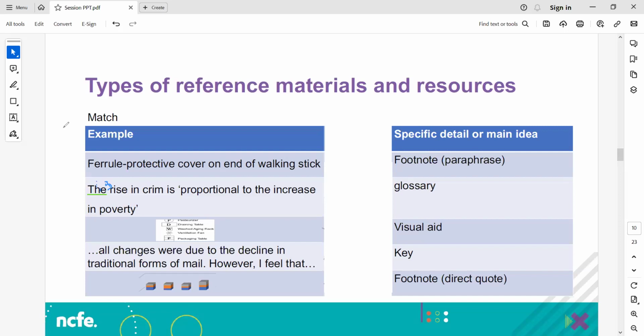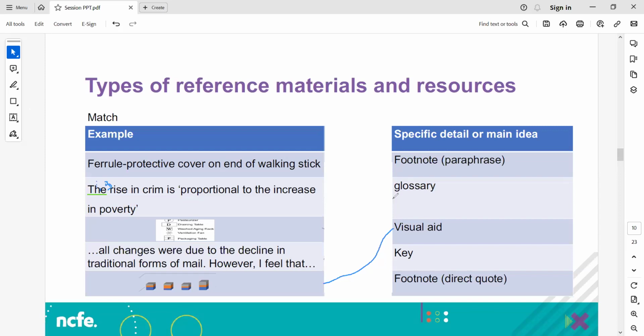Okay, so I'll help you with this one. The visual aid is here. So we've got bar chart. This would help explain possibly some statistics or numerical information. Okay, so we'd find a visual aid to help us.